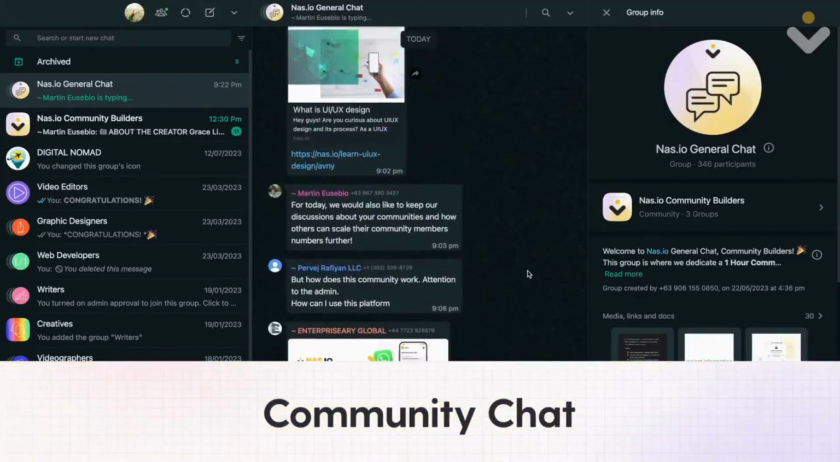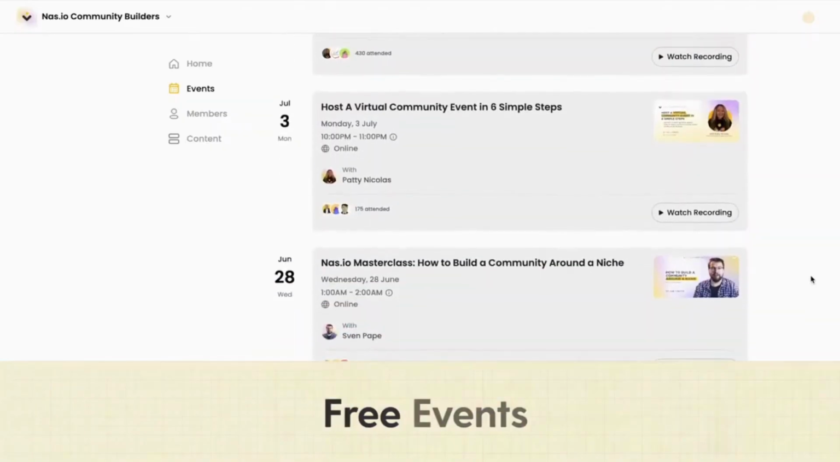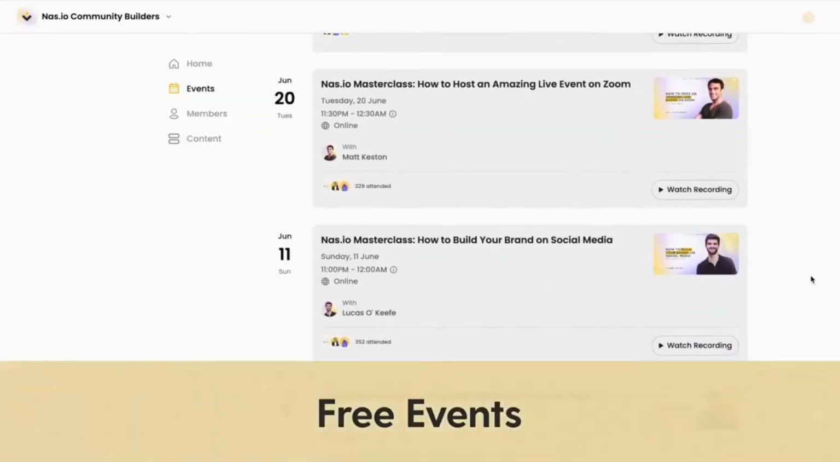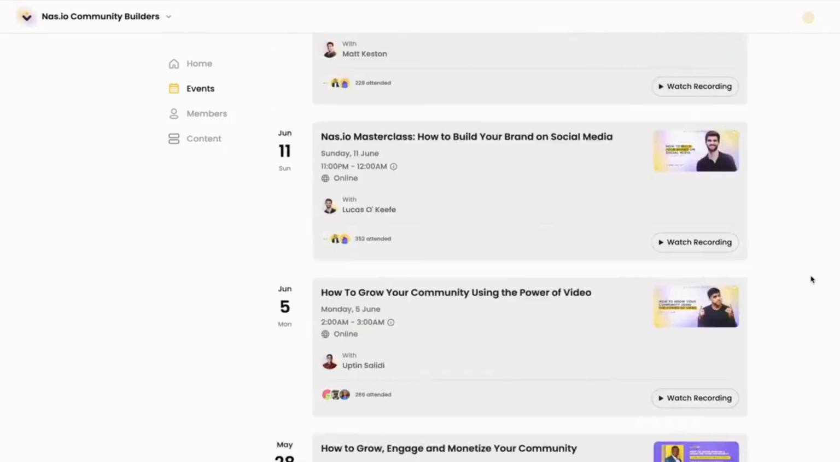So if you launch a free community, what do you give your audience? Well, you can give them things like a chat group, a place where they can interact with you and others. You can give them free events. These can be used actually as an acquisition tool to attract new people into your community.